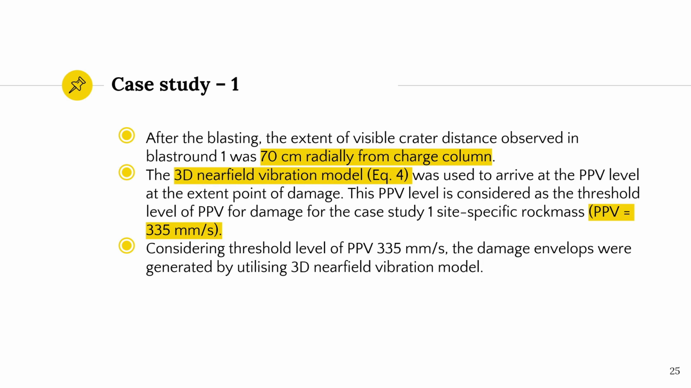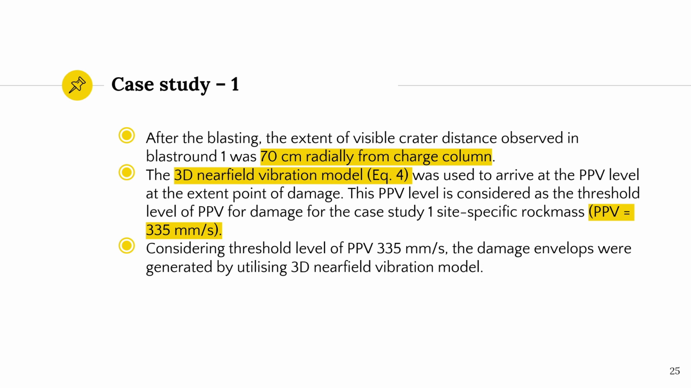After the blast, the extent of visible crater distance observed in the case of Blasthole 1 was 70 cm radially from the charge column. And then by utilizing the 3D near-field vibration model, which is given in equation 4, the PPV level at 70 cm is determined, which is 335 mm per second. This PPV level is considered as the threshold level of PPV for rock damage for this site-specific rock mass.